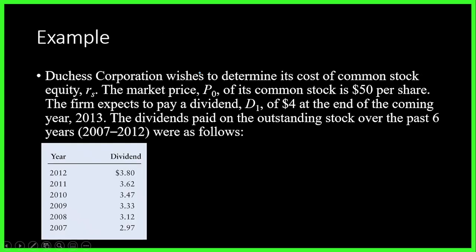Okay, let's have an example. Now, the same company wishes to determine its cost of common stock equity. The market price is 50 per share. And the firm expects to pay a dividend D1 of $4 at the end of the coming year, which is 2013. The dividends paid on the outstanding stock over the past 6 years were as follows.